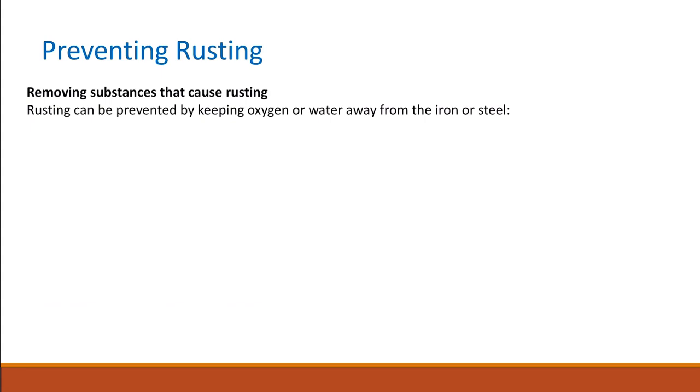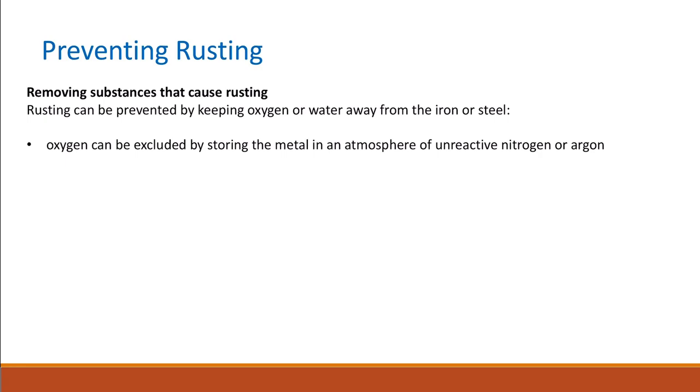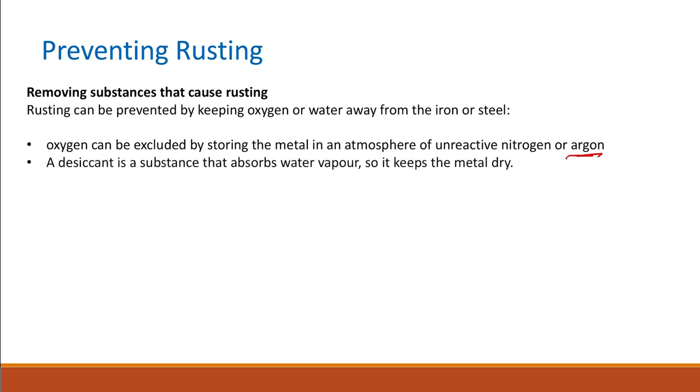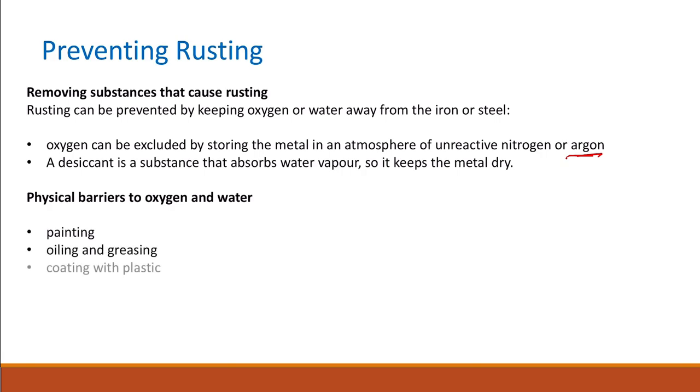So to prevent rusting, you need to remove the substances that cause the rusting. We know that we need oxygen and we need water. You can exclude oxygen by storing the metal in an atmosphere of unreactive nitrogen or argon. So basically in the absence of oxygen. Or we could use a desiccant. A desiccant is a substance that absorbs water vapor, so we keep the metal dry away from the water. We can also use physical barriers to oxygen and water by painting, oiling and greasing, or coating with plastic.